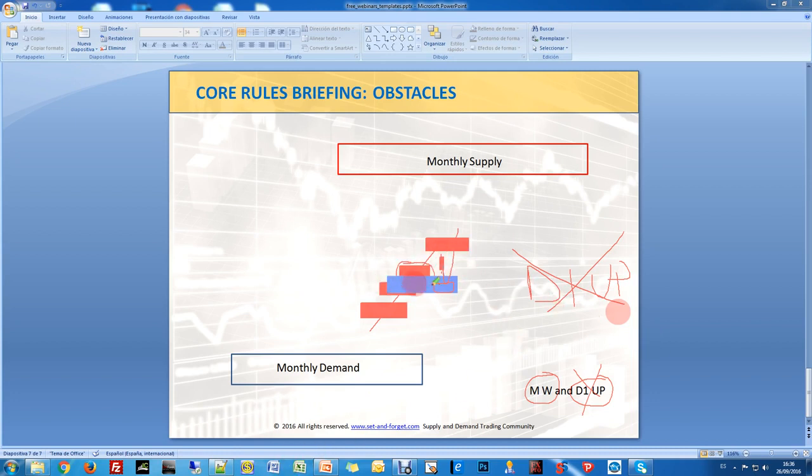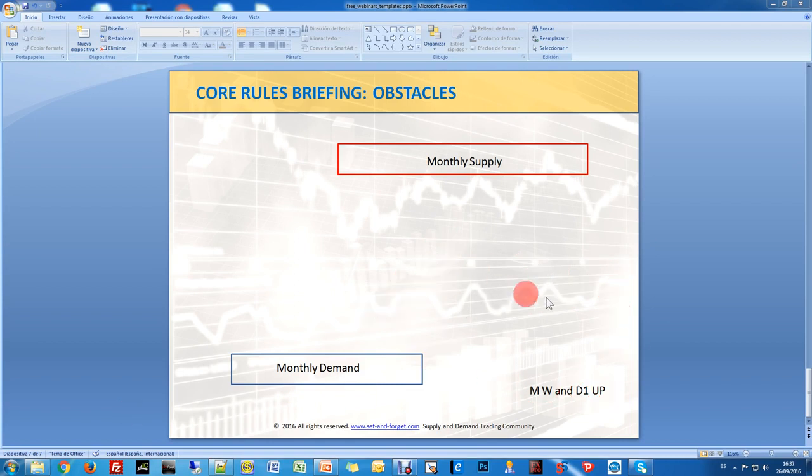We wait for the weekly area of demand. If that area of demand is out of alignment on the weekly, then we have to wait for a bigger retracement and take a daily area of demand inside the monthly area of demand. But imagine the price continues to rally higher.